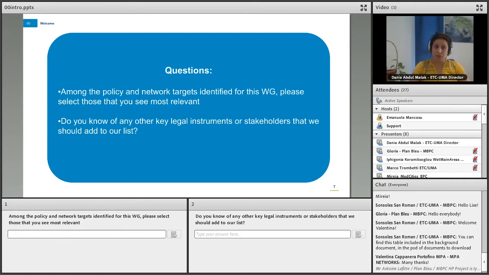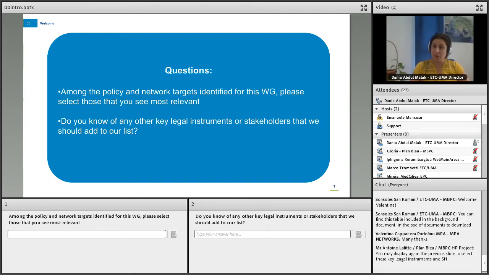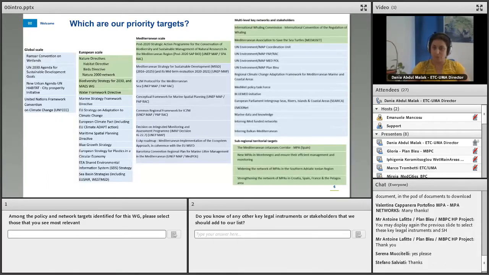And the second question is whether you have any other key legal instrument or stakeholder as target that you don't see in this table and that you would like to share with us and add so we can also adapt our documents and add it. I'll give one more minute. I see that people are still typing, so one more minute to get as many answers as we can. And in case you think you need more time, feel free to add them to the chat whenever you want during the session or by email later on.